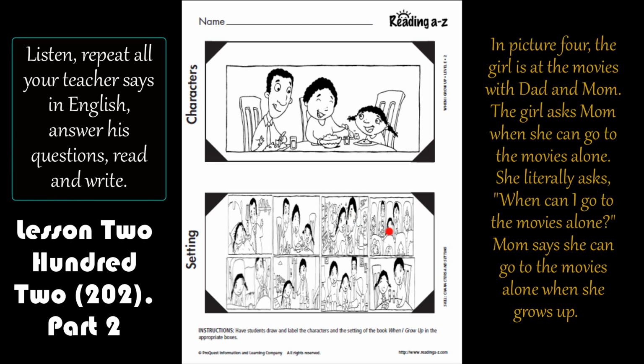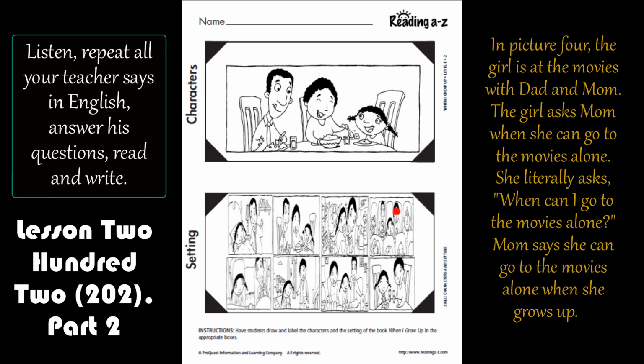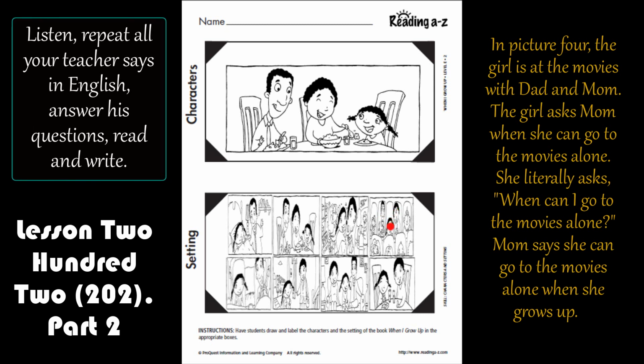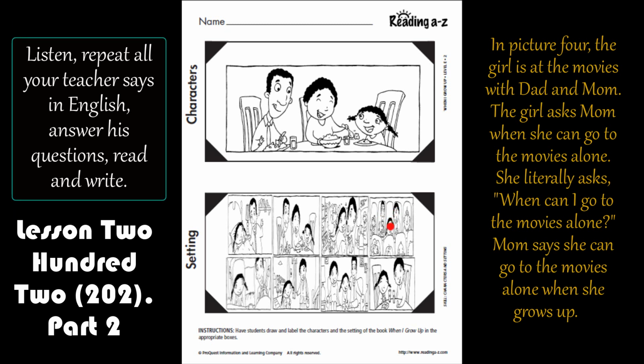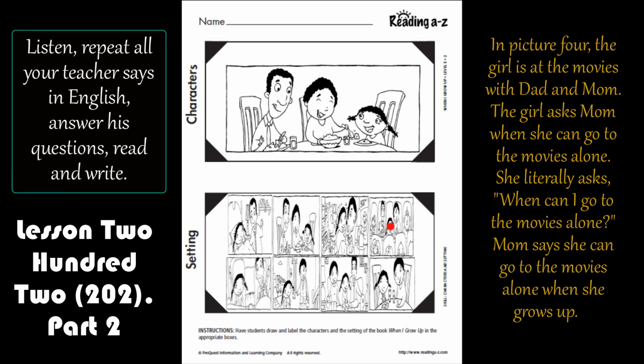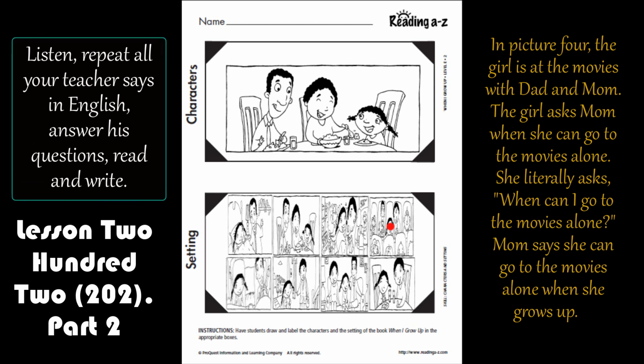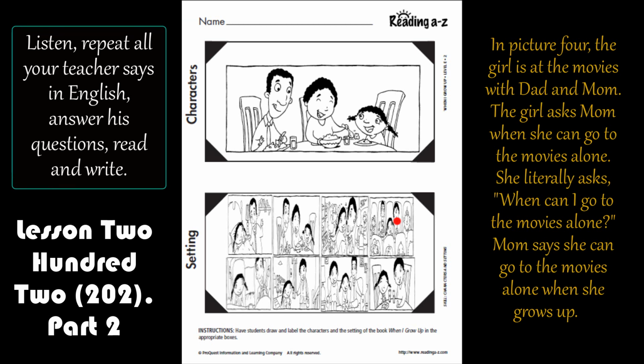In picture 4, the girl is at the movies with dad and mom. The girl asks mom when she can go to the movies alone. She literally asks, "When can I go to the movies alone?" Mom says she can go to the movies alone when she grows up.